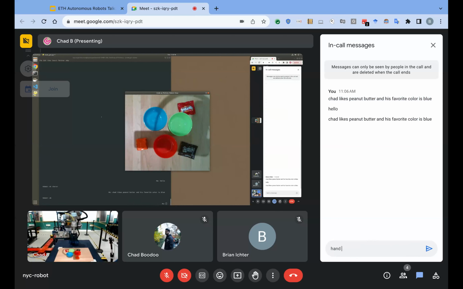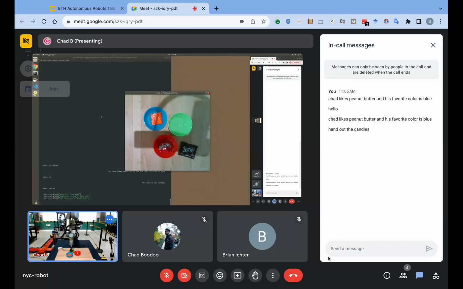Let's have it hand out the candies, and this requires a couple of reasoning steps. First, it has to understand that peanut butter refers to the Reese's Pieces. It has to understand that when I say someone's favorite color is blue, this is the bowl that he should put it in, and then it has to connect it down to actions that the robot can actually accomplish.